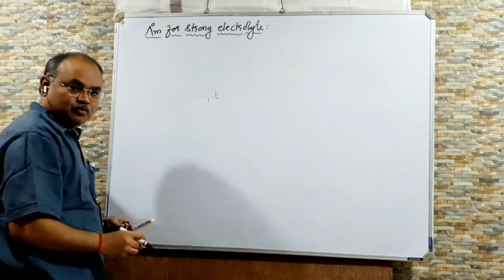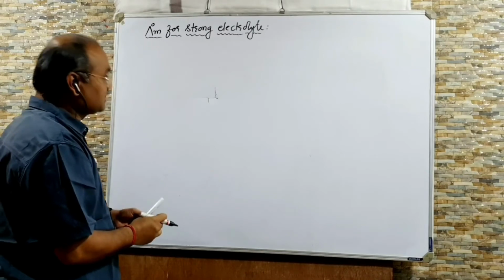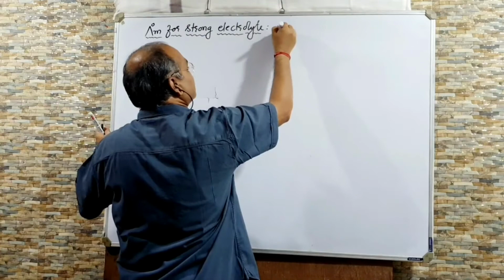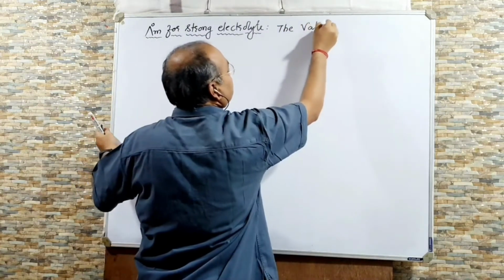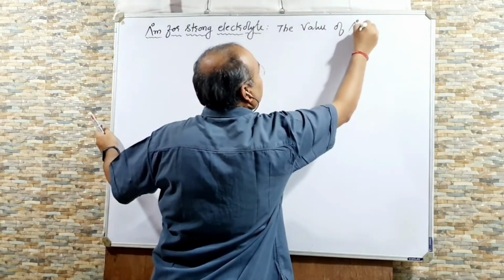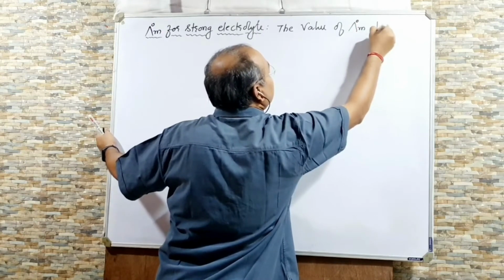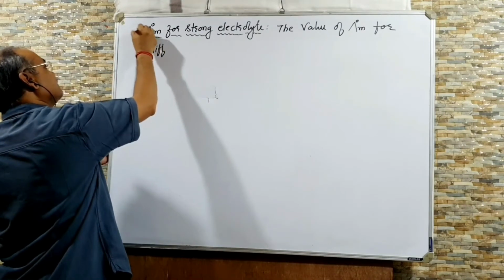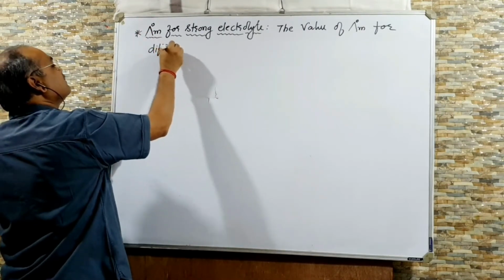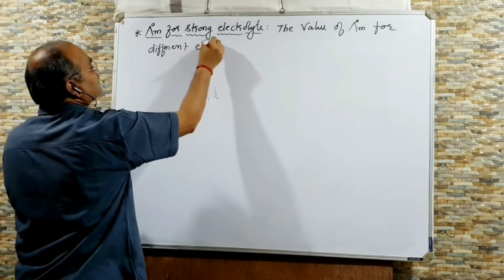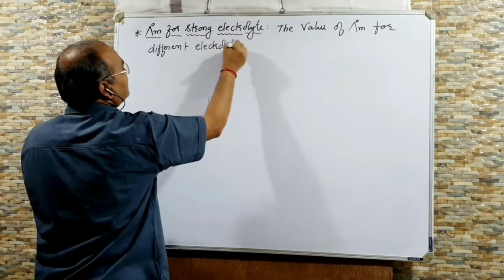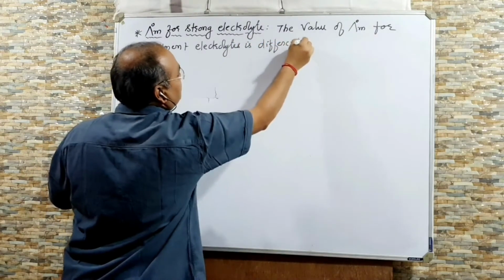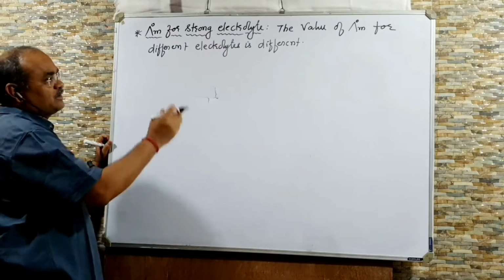We are going to study for both. The graph is only one. I will draw the graph. The value of lambda 0 m for different electrolytes is different.